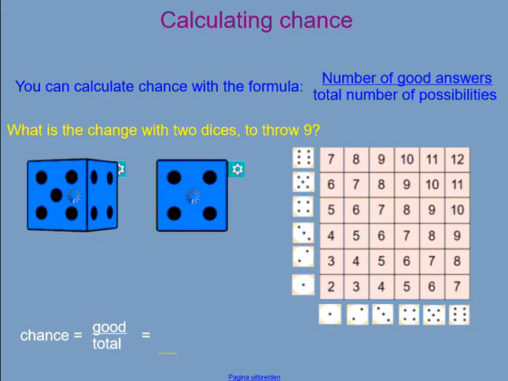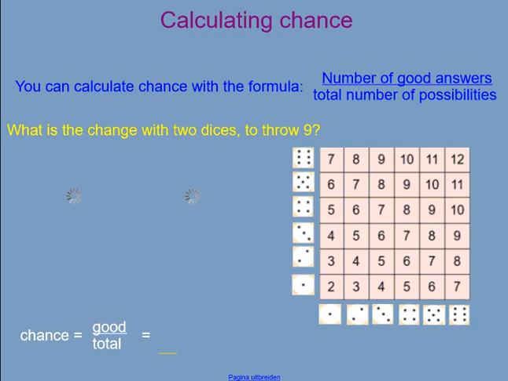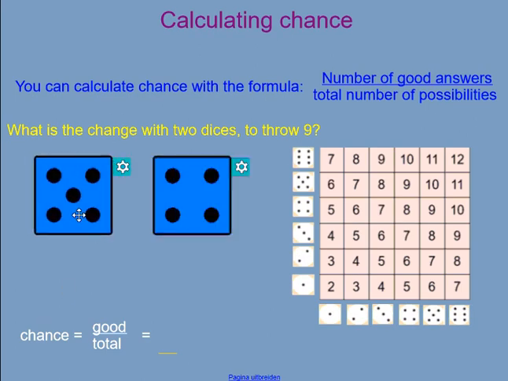Next one. Again, you have two dice, and now 9. How to throw 9? Again, you look at how many options you have to throw 9. That's 6 and 3, 5 and 4, 4 and 5, and 3 and 6. So that means 4 possibilities. 4 out of 36 is 0.11.